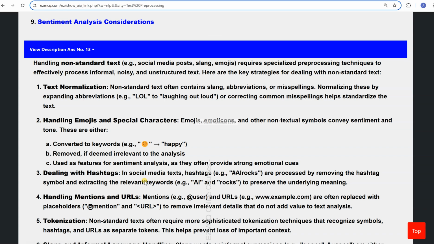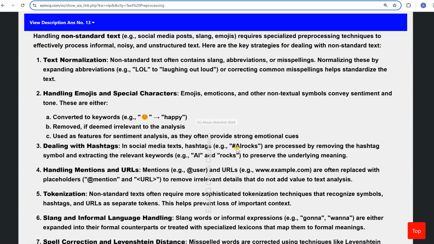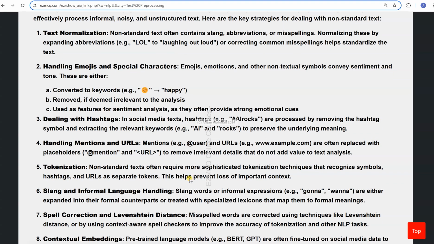Dealing with hashtags, for example hashtag AI rocks, is processed by removing the hashtag symbol and separating the words, and then ensuring that the meaning is also preserved. Handling mentions and so on. Tokenization has to recognize the symbols. It depends upon whether it's a unigram or a bigram, and how to prevent loss of important context, and how not to increase the complexity of the problem.